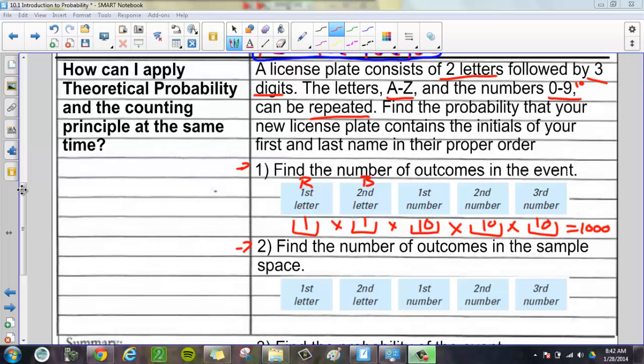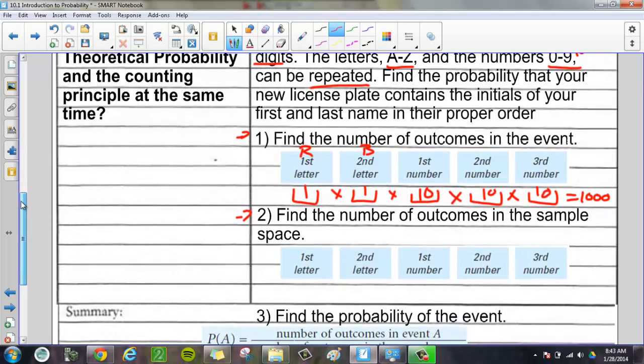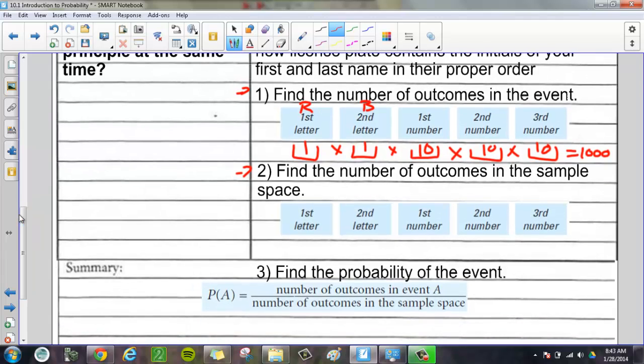Now let's find the other part: the number of outcomes in the sample space. Again, we're going to use our buckets. This one's going to be a little bit bigger because the number of outcomes in the sample space does not have to start with RB. How many letters could I have in my first spot? There are 26 letters in the alphabet, so there are 26 options. And the second one is also 26 options. And for the numbers, I have 10 options per digit. We're going to multiply these all together.